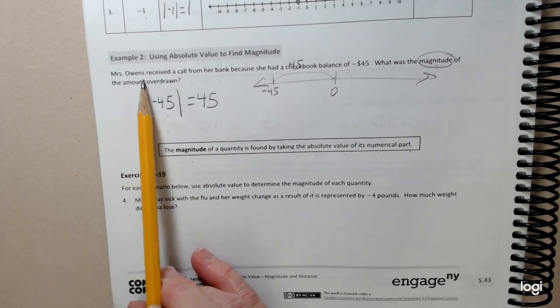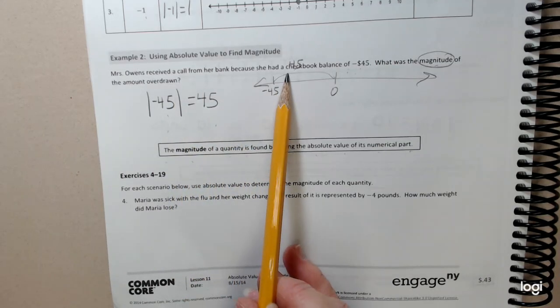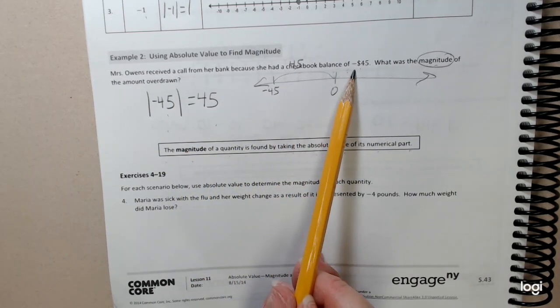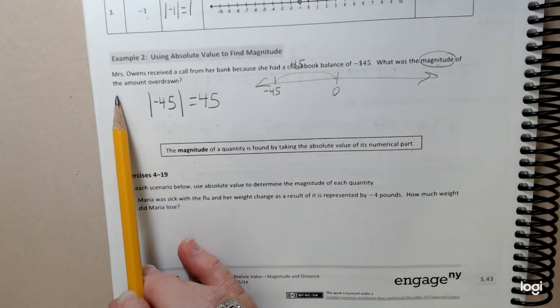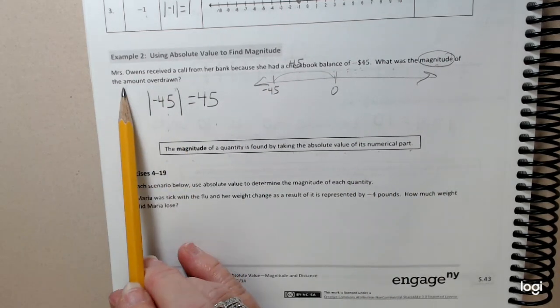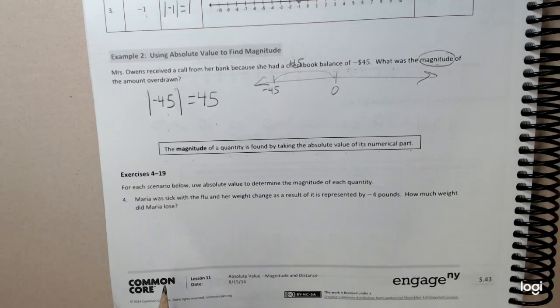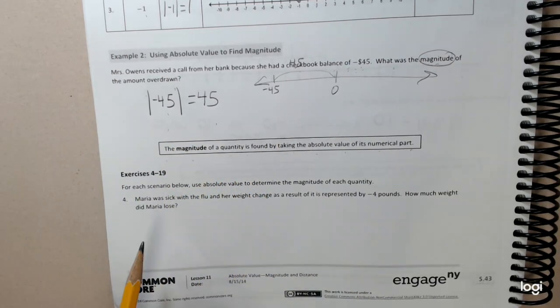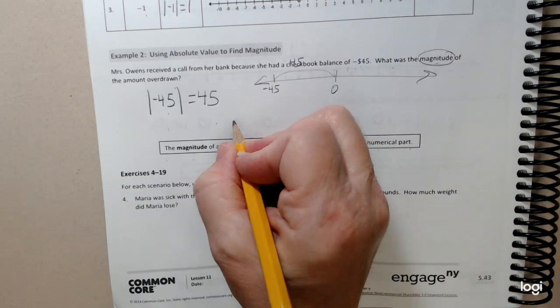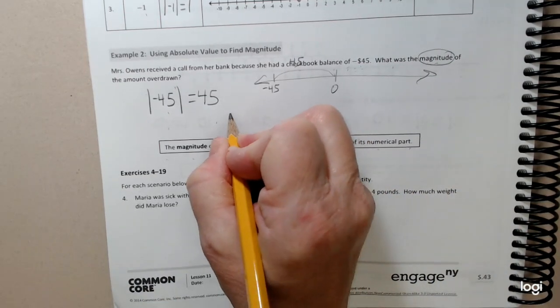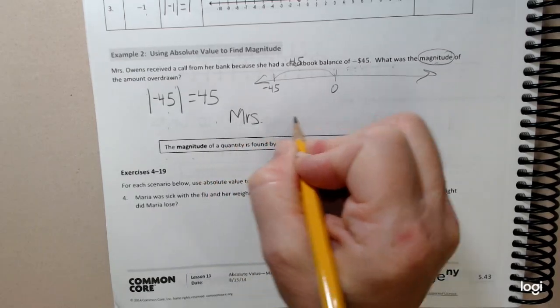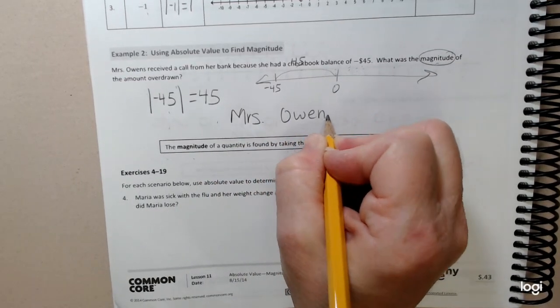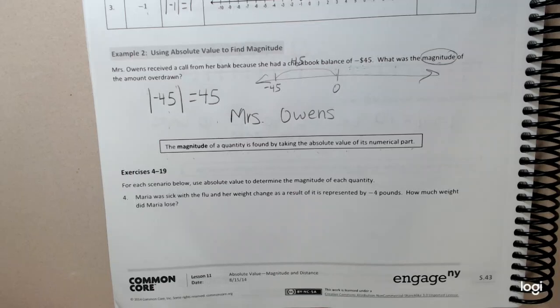So when it says she received a call from her bank because she had a checkbook balance of negative 45, what was the magnitude of the amount overdrawn? We would not say she overdrew negative 45. We would say the magnitude, we would say she overdrew $45. So we're going to go ahead and write that as a sentence. We're going to write Mrs. Owens overdrew her checking account by $45.